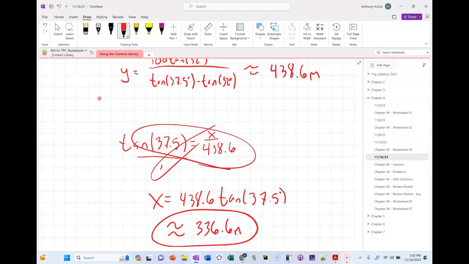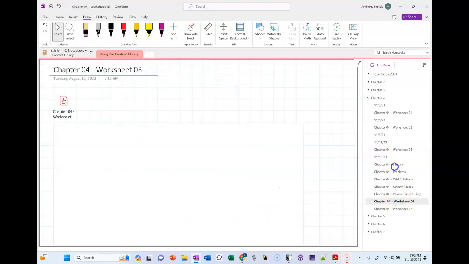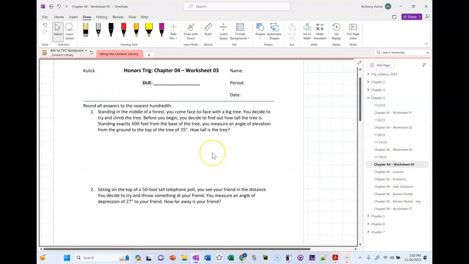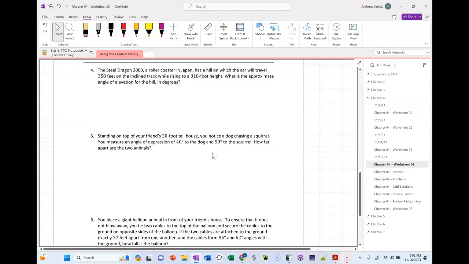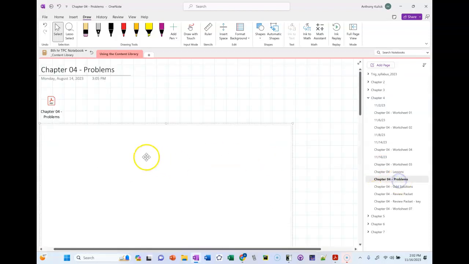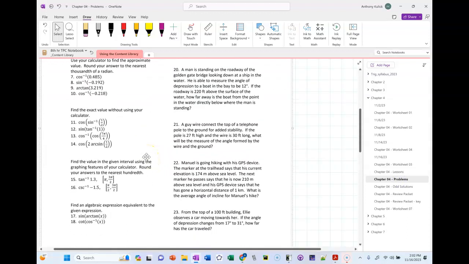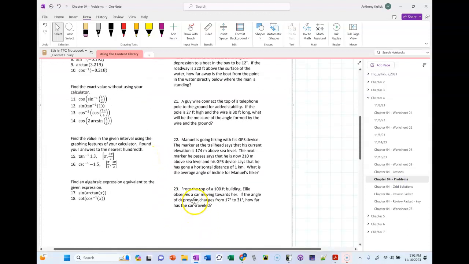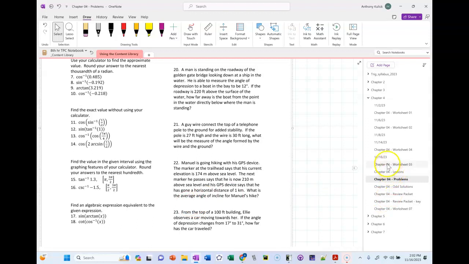And again, the hard part about this was the algebra piece, right? Was going and solving the system and walking through that algebra. So for you guys, for homeworks, you guys are going to do worksheet 3. So I got 6 story problems there. And you guys are going to do 17 to 23 from the problem set.